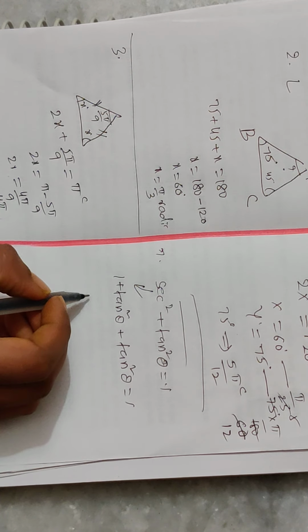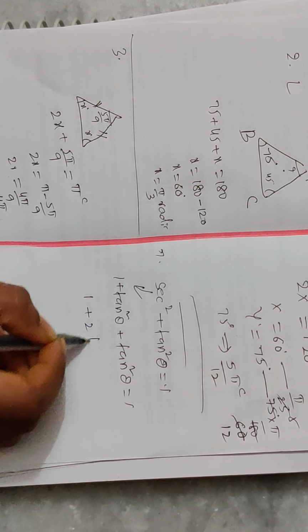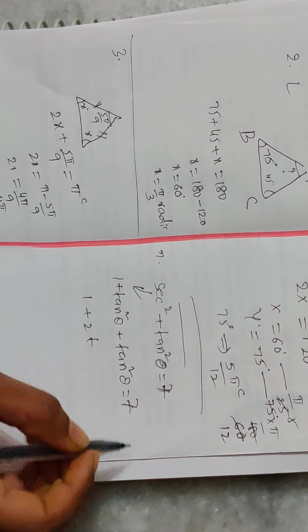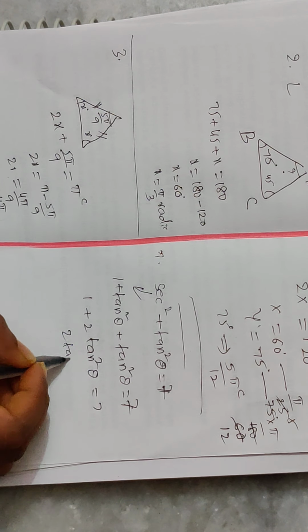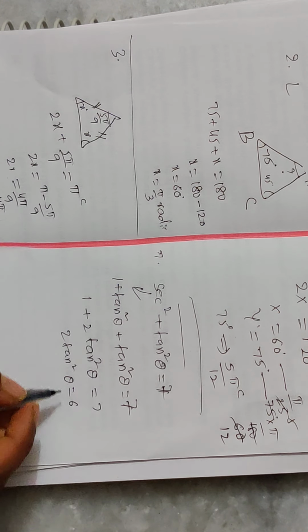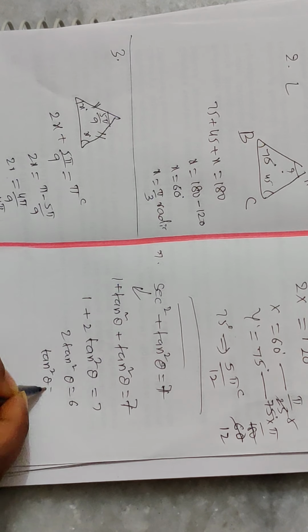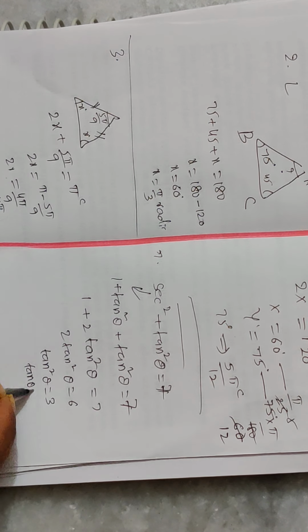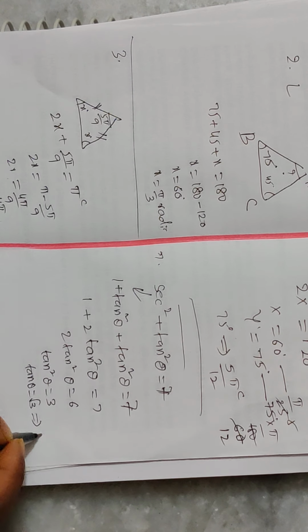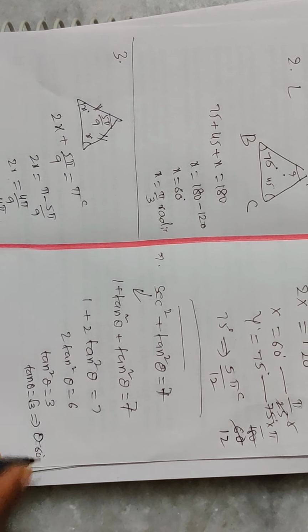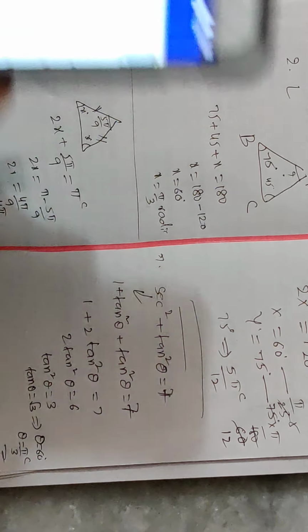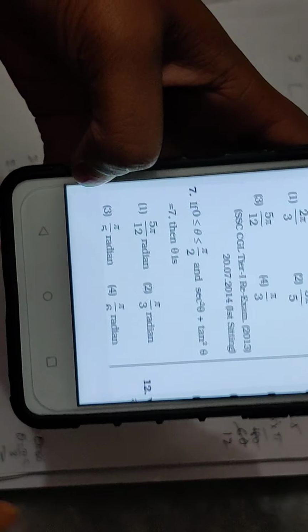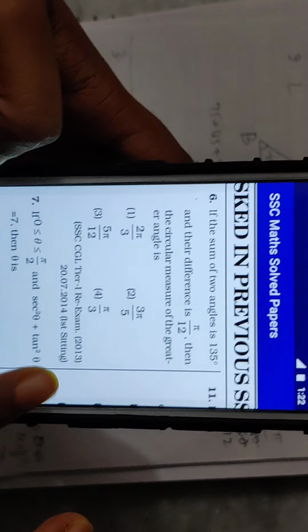So we substitute secant square as 1 plus tan square theta, plus tan square theta, which means 1 plus 2 tan square theta equal to 7. It is given as 7, I'm sorry. 2 tan square theta is equal to 6. Tan square theta is equal to 3. Tan theta equal to root 3, which means theta equal to 60 degrees. Theta equal to pi by 3 radians. So pi by 3 radians is option 2. Next, going to the next question.